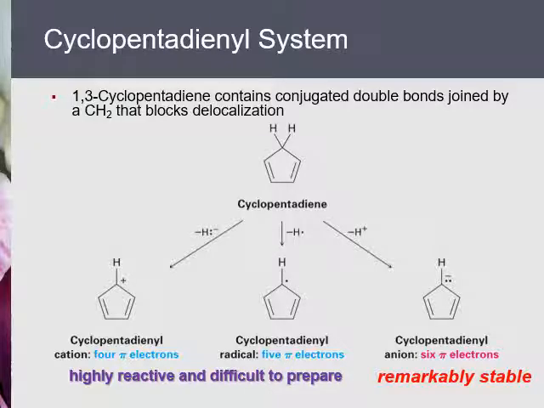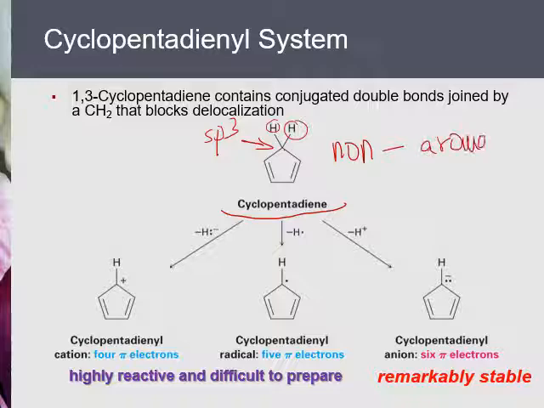Let's start with the cyclopentadiene molecule. This molecule is a neutral molecule with 2 double bonds and an sp3 hybridized carbon, and the carbon has 2 carbon-hydrogen bonds. This molecule is not a conjugated system, and therefore it's a regular alkene with 2 double bonds. And for a regular alkene, we call it non-aromatic. Any alkene is called non-aromatic.